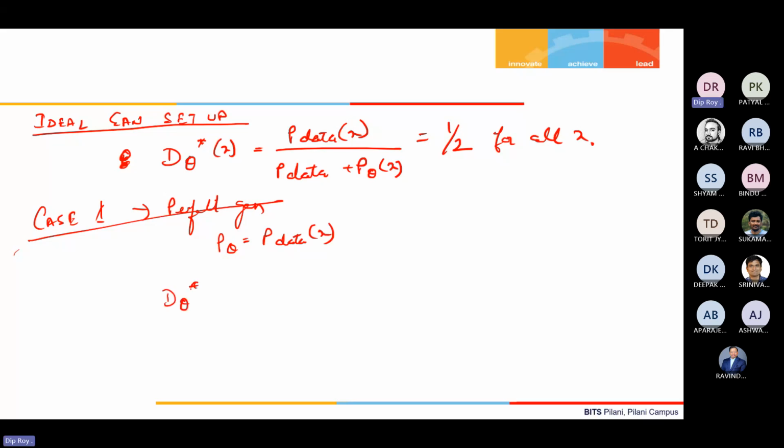This is why it becomes half. This means that the discriminator gives 0.5 probability to every sample. It is completely uncertain. It cannot distinguish real versus fake, and the generator is now perfect. Okay. What happens in the other cases?